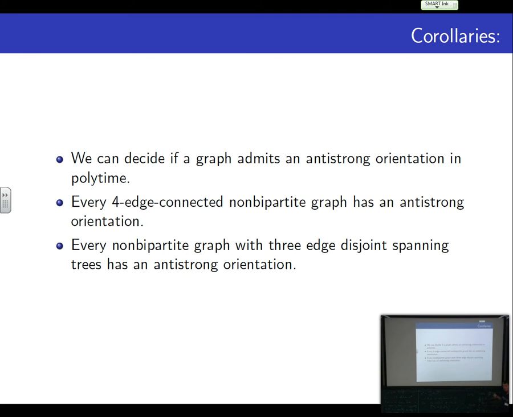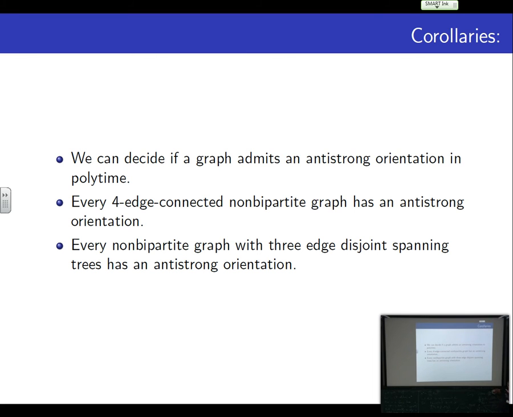And the reason for this is that we can find three spanning trees that do not all have the same bipartition, because otherwise the graph is bipartite, since it is non-bipartite. So fix one tree, and take an edge from one of the other trees so that adding that edge to the first tree gives you an odd cycle.